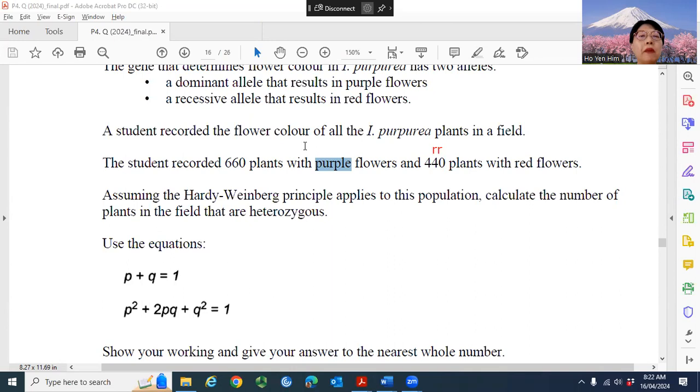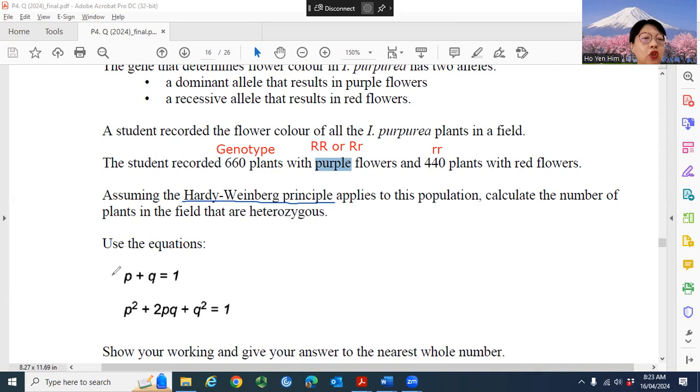So for those that are purple, their genotype should be big R, big R, or big R, small r, right? So it'll be purple. So recessive is this genotype. So this is a Hardy-Weinberg question. So assuming that the Hardy-Weinberg principle applies, that means the phenotype remains more or less constant.